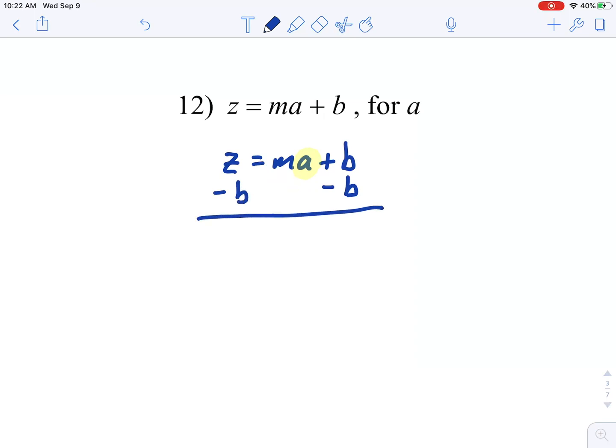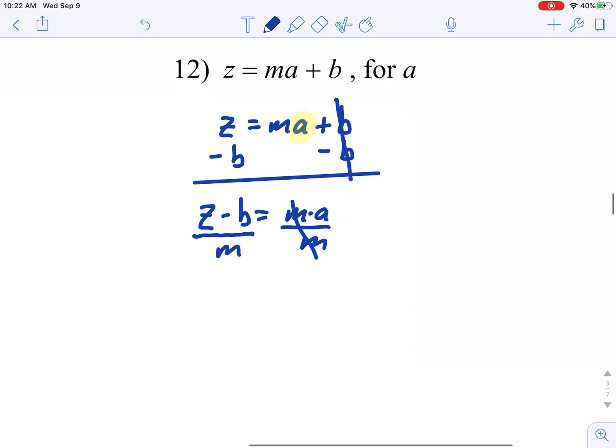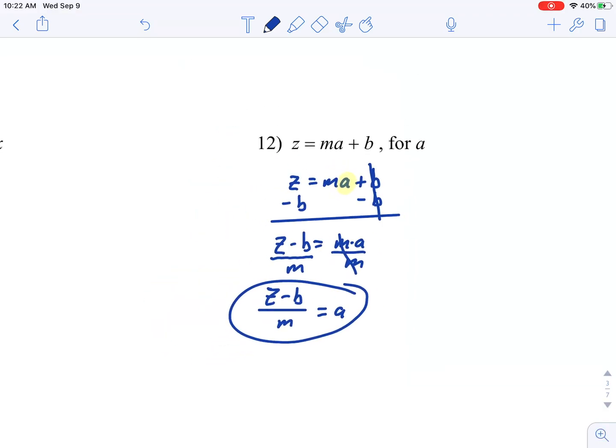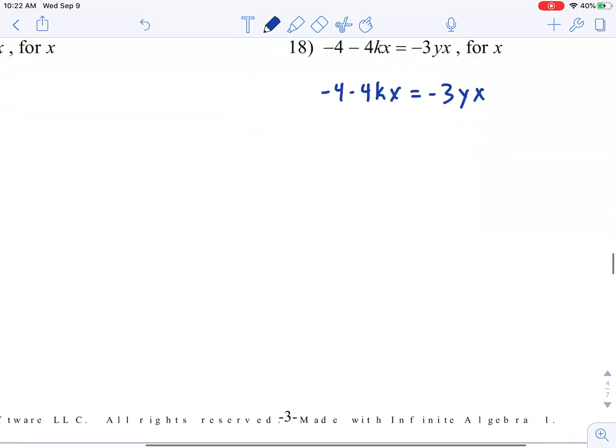Minus b cancels that out. We get z minus b equals ma. And then since this is m times a, we're going to divide by m. Divide this whole side by m. Now, can you divide z by m and b by m? No, they're not the same variable. You can't simplify them. You could just rewrite your answer. Z minus b all over m equals a. And that's it. Let's scroll down and check 12.